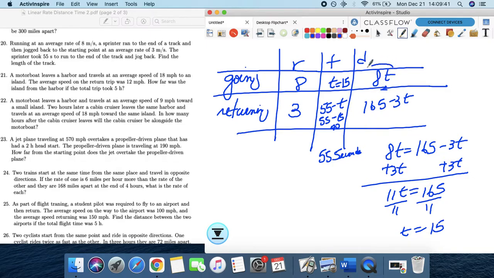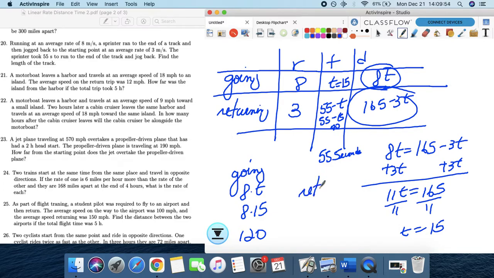So pick a distance, either this one or this one. Going, the distance is 8 times t. We found out what t was, so 8 times 15, which is 120. If you use the returning portion, it's the same thing. Returning, 165 minus 3 times 15. 3 times 15 is 45, and you get 120. So what do we want here? Find the length of the track. Well, the length is 120 meters. That's the length of the track.